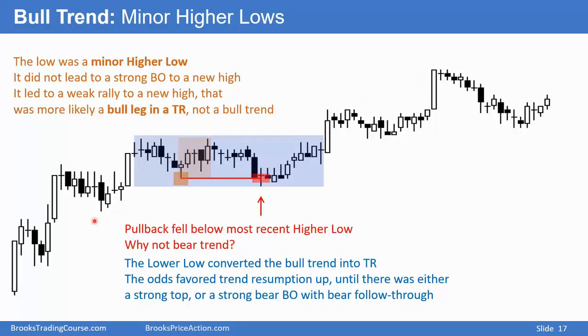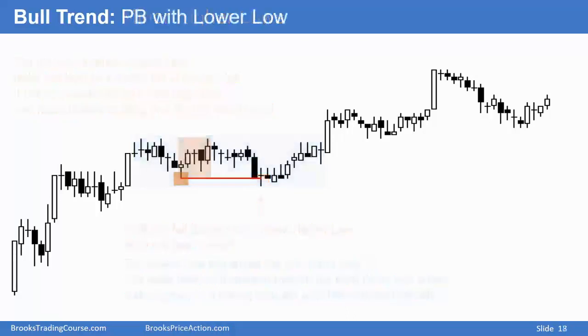But as long as the market's holding above the prior higher low, the probability still is slightly greater for the bulls. So at 20 bars, it's close to 50-50, maybe 53% bull breakout, 47% bear breakout. But as long as it's holding above the higher low and does not have a strong reversal down, the odds still are slightly greater that the market will resume up.